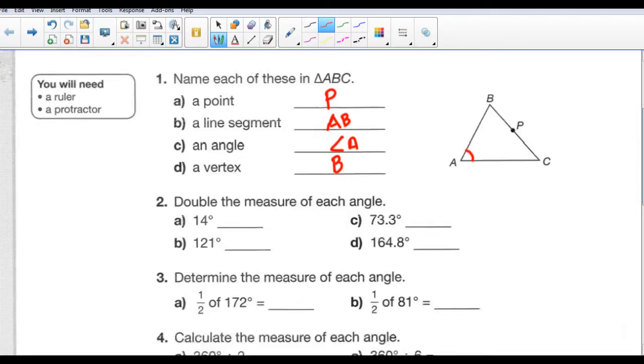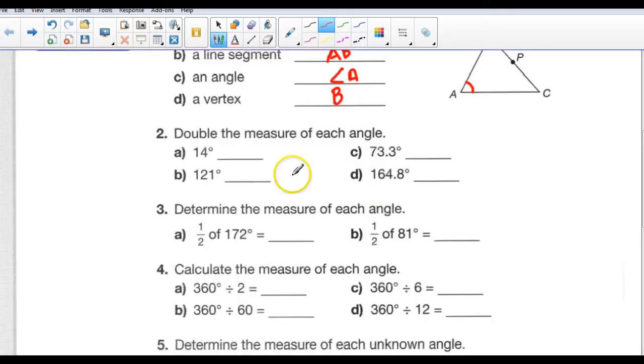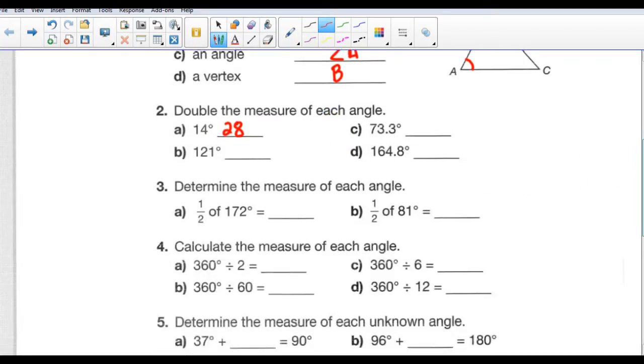Okay? Double the measure of any angle, so just take your calculator, take these numbers, and multiply them by 2. That's what it means to double. I'll just do one of them, 28. You can take your calculator and do the other 3. Just put that number in and multiply it by 2.